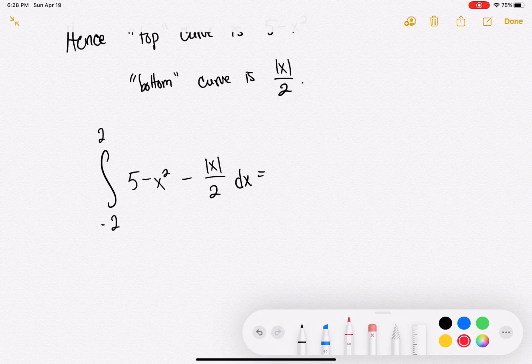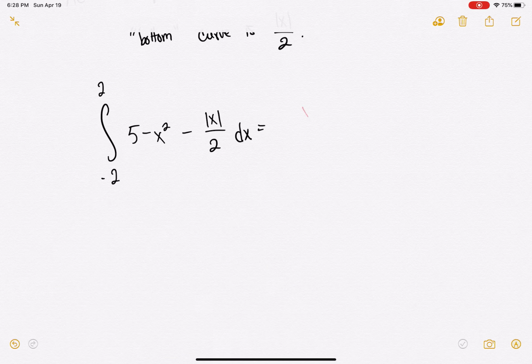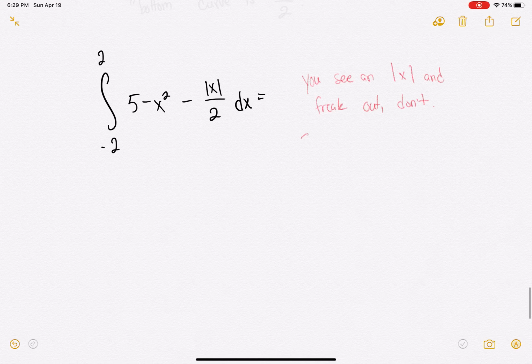But you see an absolute value sign, you guys freak out again. So don't freak out. We've done this before. It's going to make sense when you see it again. Split the integral at 0. It's the same thing I said above, right?